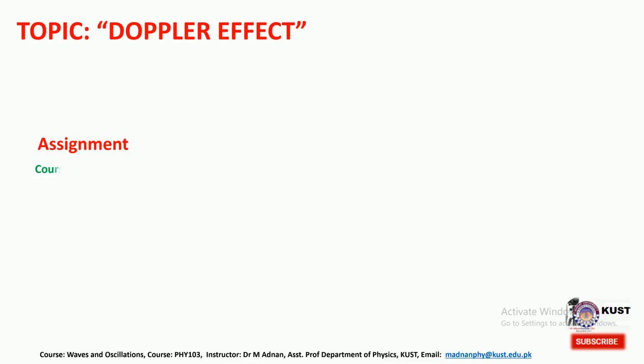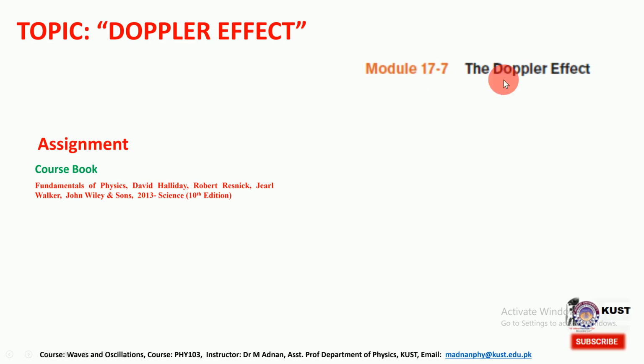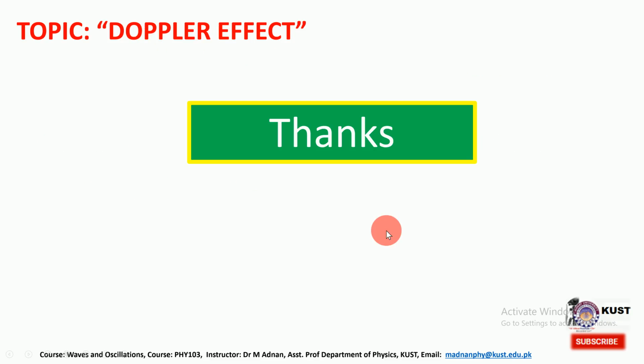Now you need to go through the assignment part following your book, going to module 17.7, the Doppler effect, where you will find problems 55 to 67. You need to solve these problems in order to clear the topic of the Doppler effect. And with this, I thank you for your time.